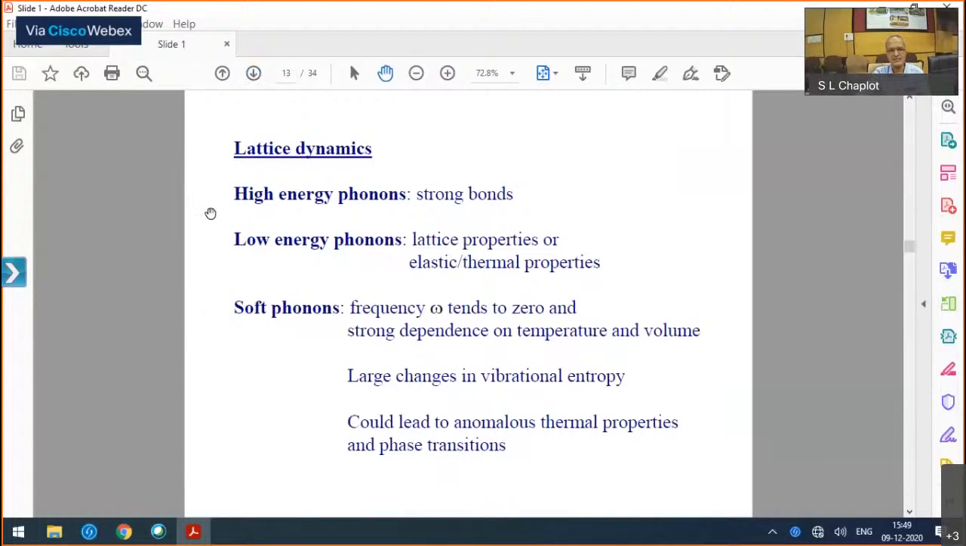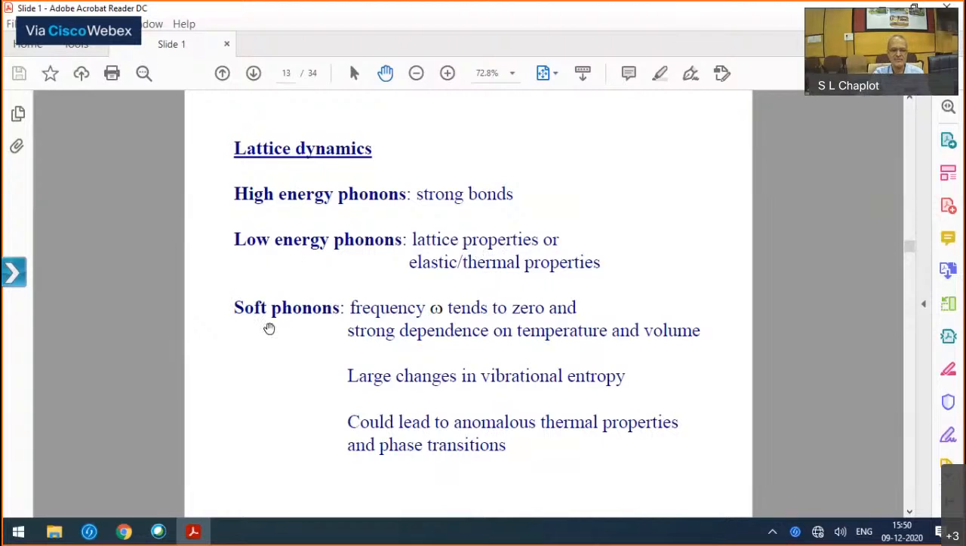So we have looked at lattice dynamics. One more thing I just wish to tell. There are a variety of phonons. Typically, you have high energy phonons which come from very strong bonds, strong covalent bonds. Then you have medium energy phonons which correspond to not just the stretching modes, but also various kinds of lattice modes. And they change significantly as a function of pressure and temperature and so on. And therefore, they govern the elastic or thermal properties.